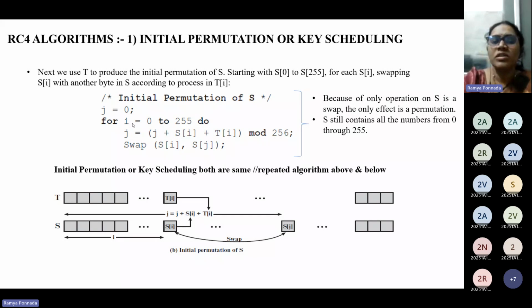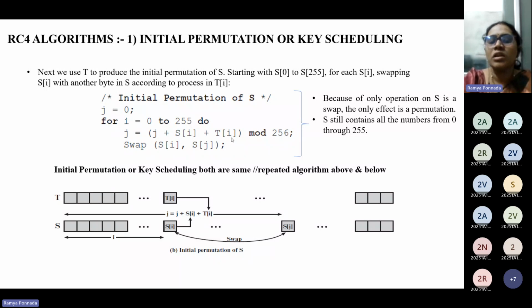Whatever this j is going to be, j is initially taken as 0, so 0 plus S of i. The i value is going to be 0, so S of 0 plus T of i. T of i, in the first iteration, i value is 0, so it is going to be S0 and T0. S of 0 is going to be 0. We already explained the same thing in the previous slide.